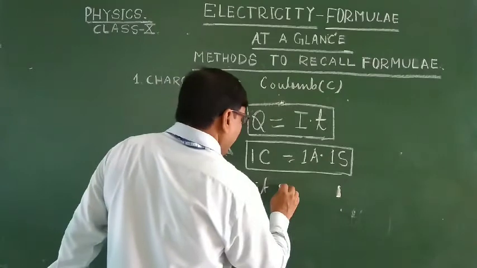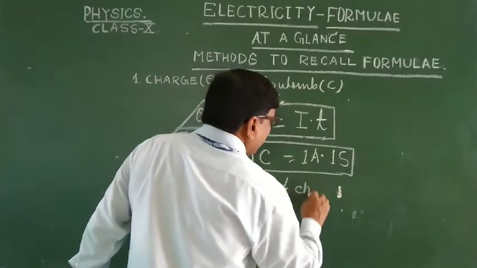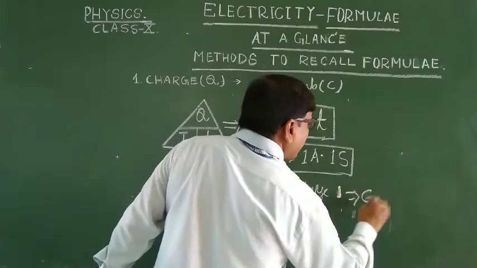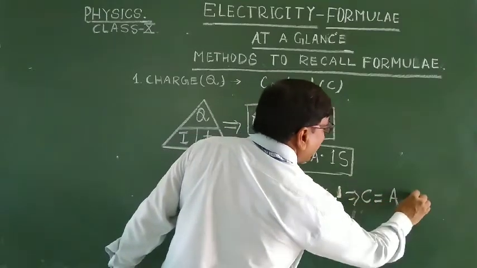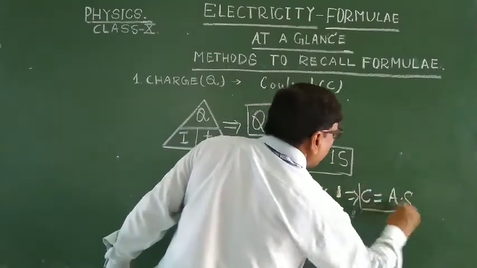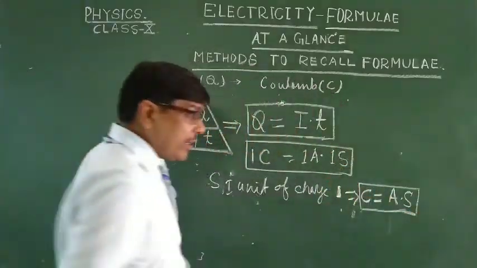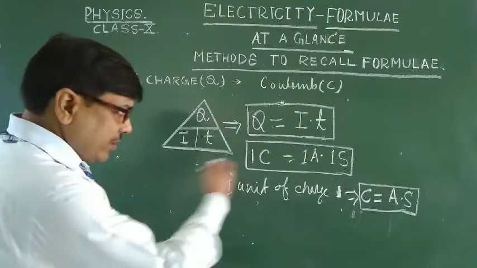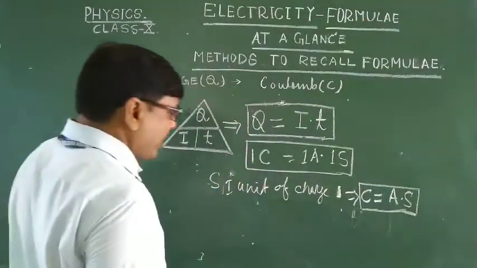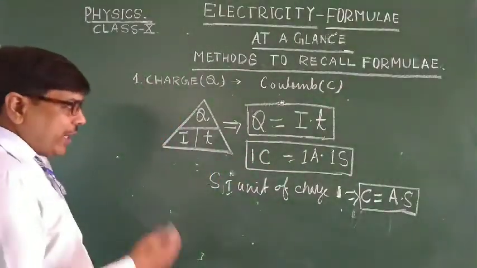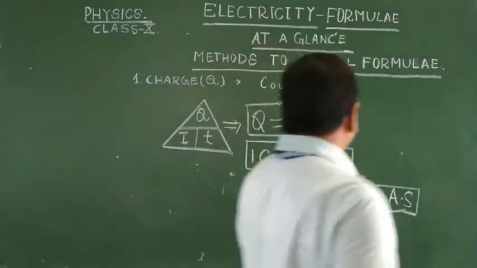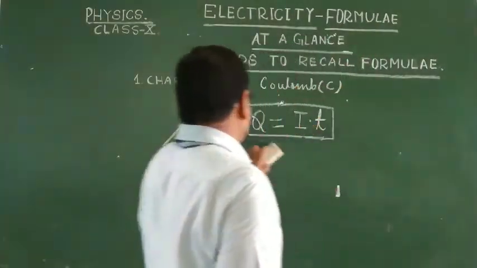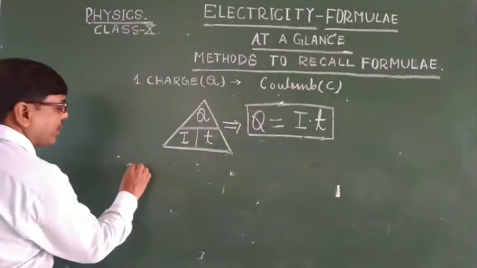So the SI unit of charge is coulomb, which is equal to ampere second. Here two scientists are involved, Coulomb and Ampere. This relates these quantities. Next, we can take another formula of the charge.